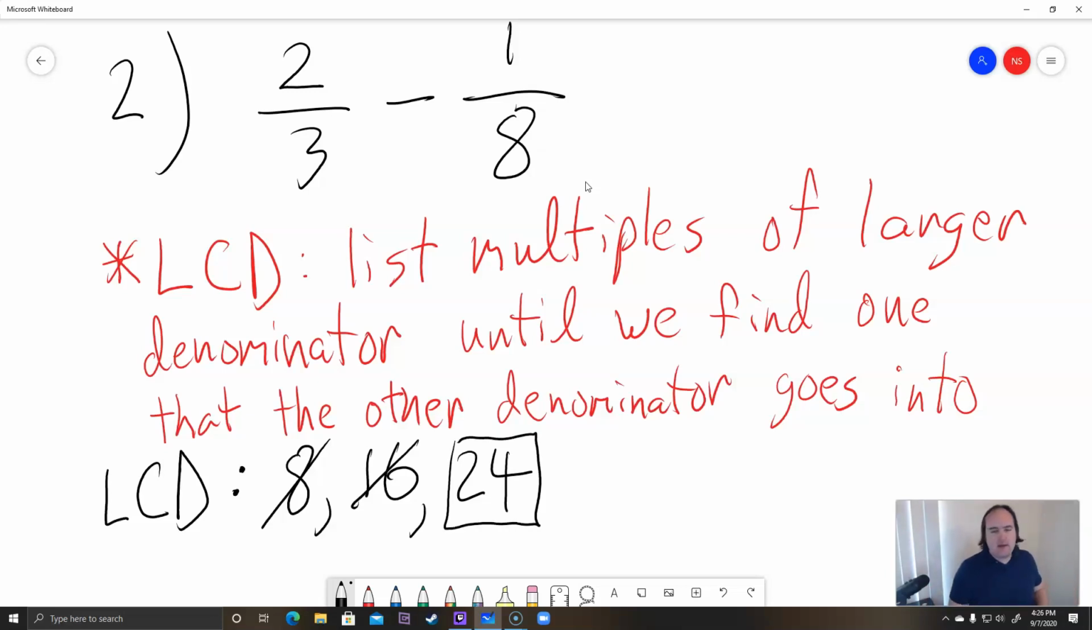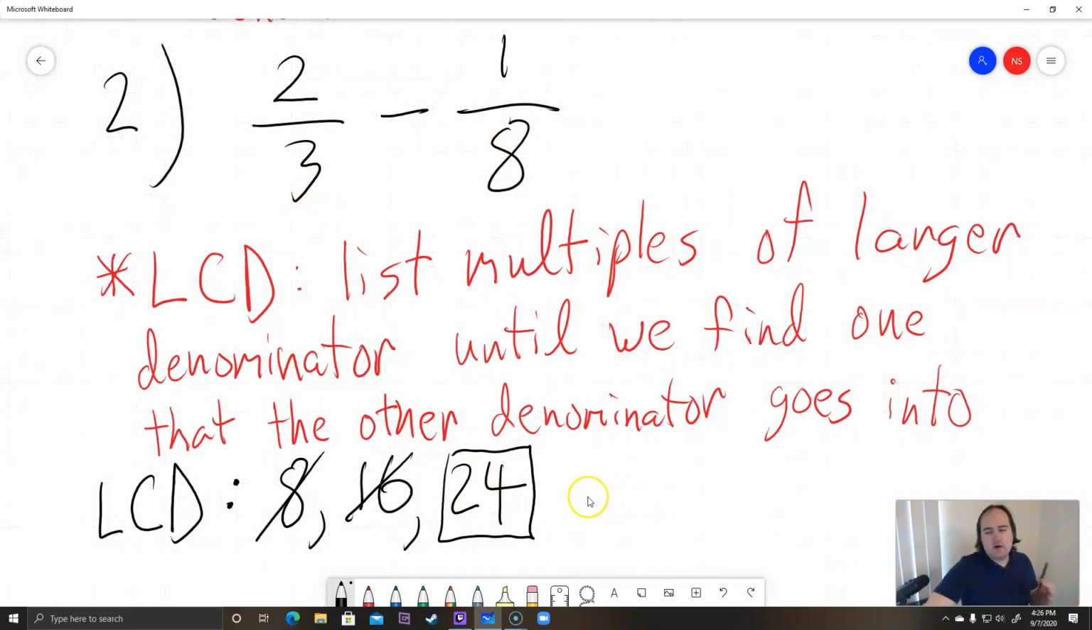Okay? And then what do we do? We still multiply by what's missing, but we're going to multiply by what's missing until we get the LCD. All right? And again, you don't have to do the LCD. If you want to, you can just build them to any common denominator. As long as they're both having the same denominator when you're at the end of the problem, then you can combine them. Okay, so here, 24 is the LCD.